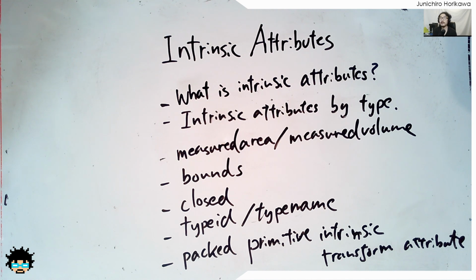And the topic today is about intrinsic attributes. And this is the outline for today's session. I'm first going to talk about what intrinsic attributes are, then talk about the intrinsic attributes by type of geometry, then talk about some specific intrinsic attributes for primitives like measured area, measured volume, bounds, closed, type ID, and type name. And then I'm also going to talk about some special transform related intrinsic attributes for packed primitives.